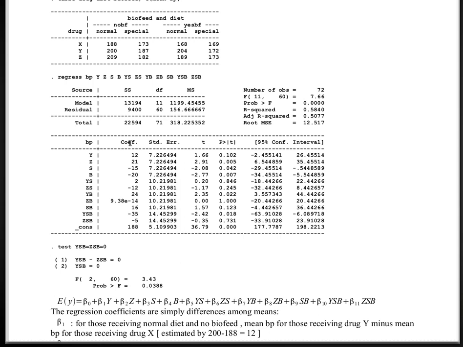I'll stay on this for a bit. The minus 15 here is a difference between two numbers. Here, a difference between this average based on 6 individuals and this number based on 6 individuals. Whereas the so-called main effect from the analysis of variance is something very different. It is comparing the 36 individuals in total receiving special diet with the 36 individuals receiving the normal diet.